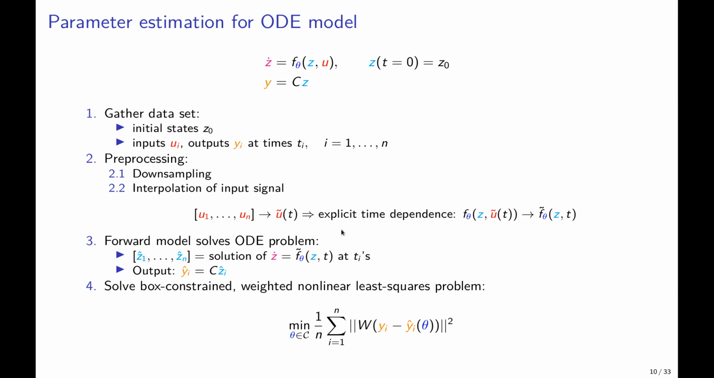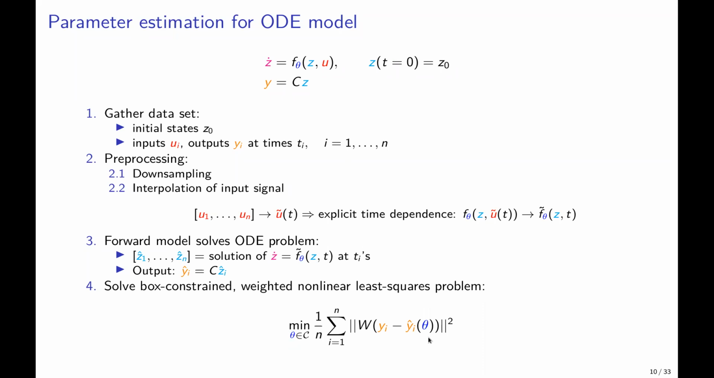And then we solve a non-linear least squares problem where the forward model that we want to fit is solving the ODE. So we get some discrete time states z, and then we use the output equation to get our output y. And so yeah, this is a weighted nonlinear least squares problem, and because we have a physical system and many of these parameters are physical parameters, like the mass should not be negative, we have some box constraints on all the parameters to be positive.